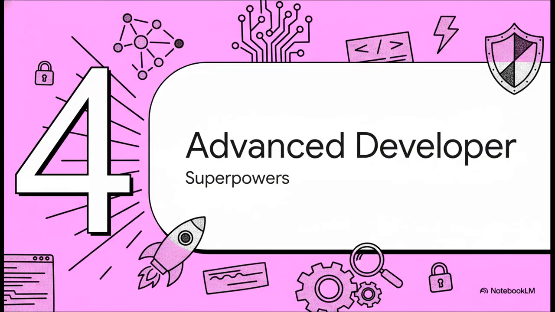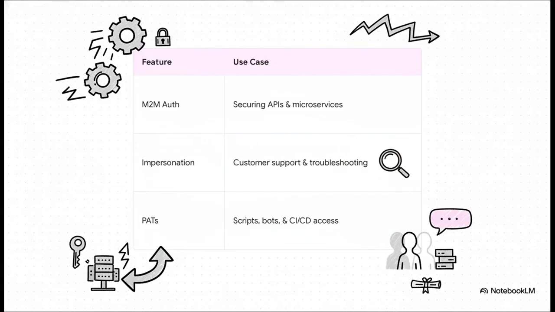All right, now for the really powerful stuff. Let's peek under the hood at the advanced tools that go way beyond just user login and really make Logto a true developer-first platform. This table breaks it down so nicely. You've got machine-to-machine or M2M auth, which is crucial for securing the communication between all your different APIs and microservices. Then there's an impersonation feature, and let me tell you, this is an absolute lifesaver for customer support teams trying to troubleshoot user issues safely.